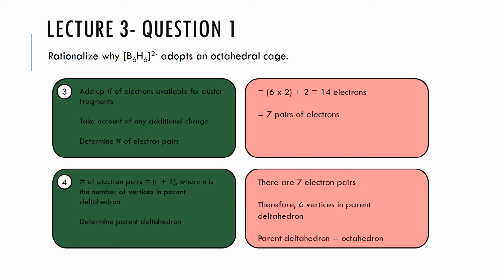And we know that the number of electron pairs is equal to n plus 1. And importantly here, n is equal to the number of vertices in the parent deltahedron. So we can determine the parent deltahedron just from knowledge of the number of electron pairs. So we know we've got 7 electron pairs in this system. Therefore, we know we've got 6 vertices in the parent deltahedron. So the parent deltahedron must be an octahedron.